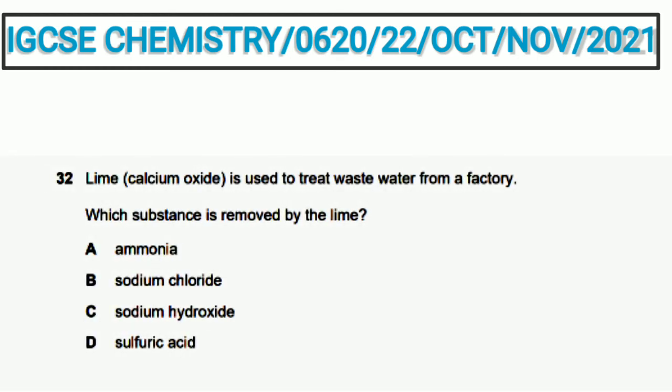Question number 32. Lime, that is calcium oxide, is used to treat wastewater from a factory. Which substance is removed by the lime? Lime is alkaline, so it will remove acid. So option D is the correct answer, sulfuric acid.